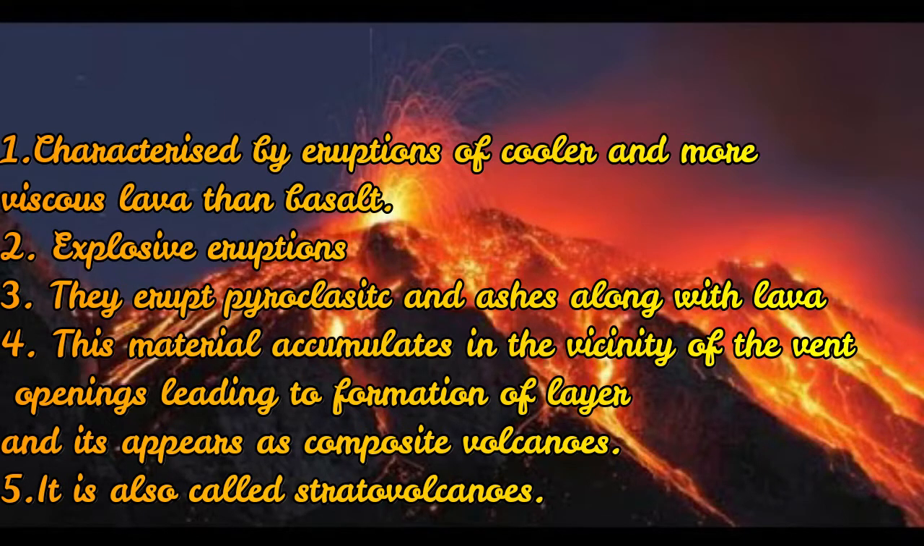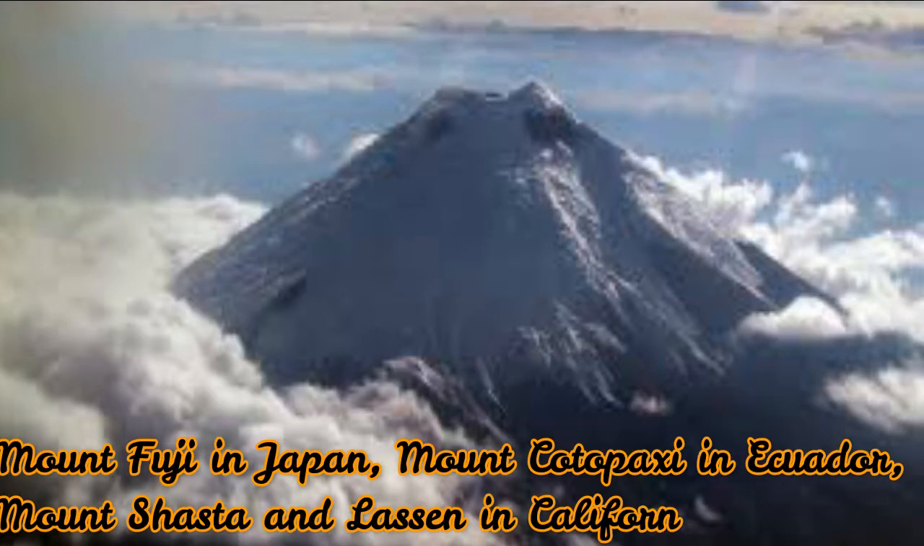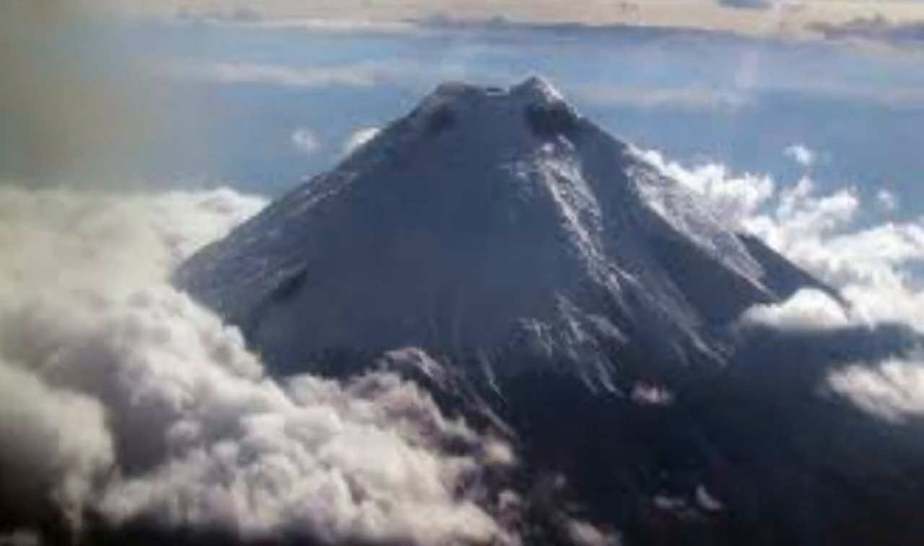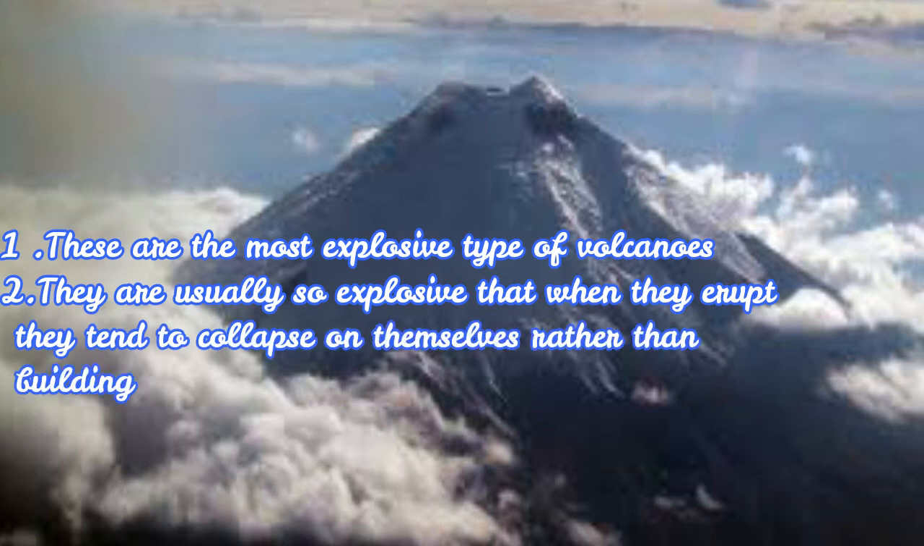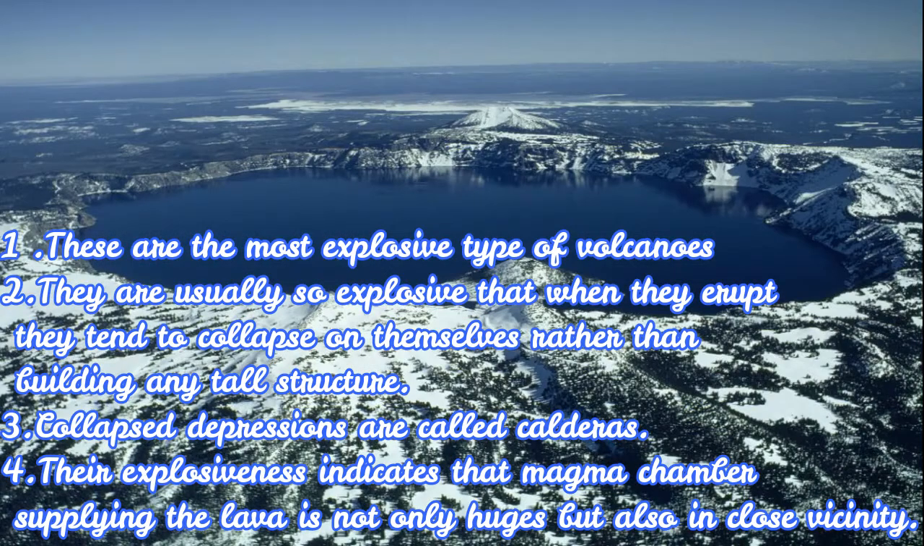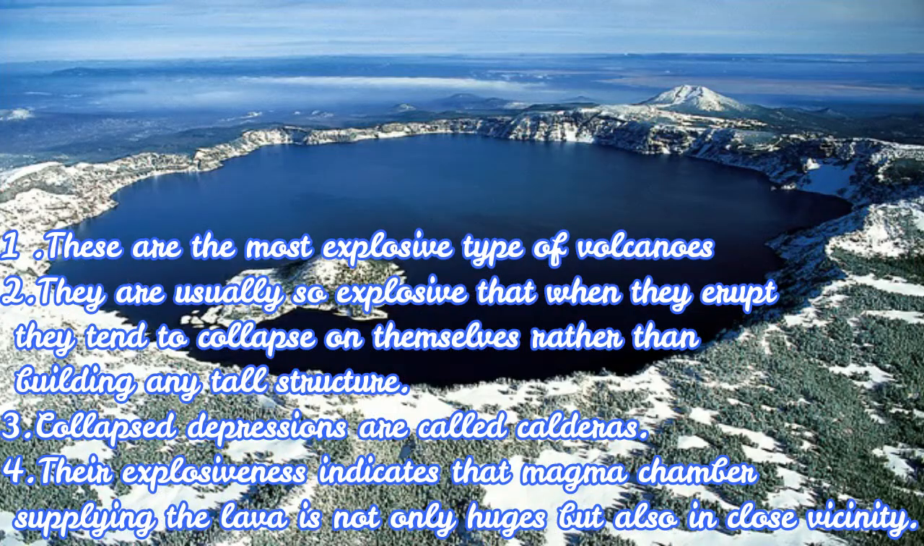Some examples of composite volcanoes are Mount Fuji in Japan, Mount Cotopaxi in Ecuador, Mount Shasta and Lassen in California, and Mount Hood in Oregon. Number 3, caldera. These are the most explosive type of volcanoes. They are usually so explosive when they erupt, they tend to collapse on themselves rather than building any tall structure. These collapse depressions are called calderas.